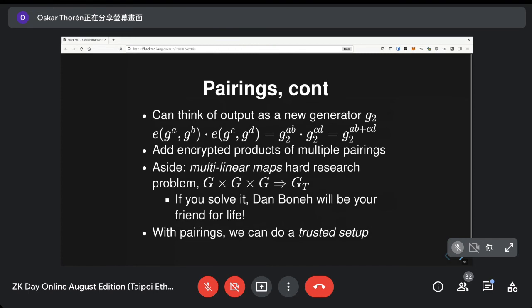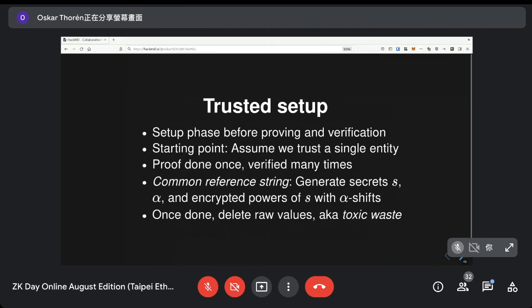Right, so with this cryptographic pairing, essentially we can do a trusted setup. The idea is that you have a setup phase before you do proving and verification. As a starting point, we can assume that we trust a single entity. And then the proof is done once and then can be verified many times after. We have this concept of a common reference string, where we generate the secrets S and alpha, as well as the encrypted powers of S with this alpha shift. And then once we are done, we delete the raw values. Sometimes this is called toxic waste. It's called that because it's waste, you don't need it anymore. And it's toxic because if you get a hold of it, then you can create fake proofs and so on.